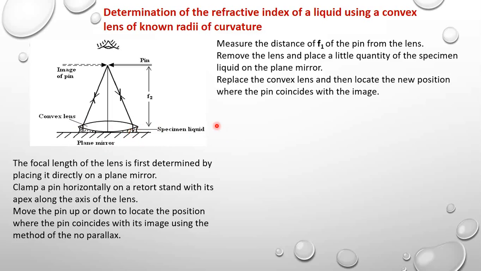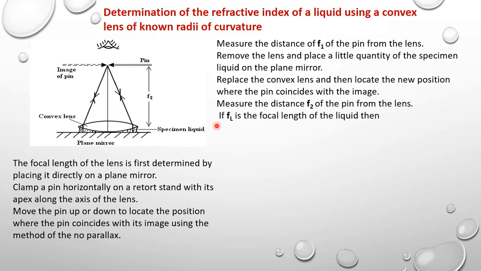So if we let FL be the focal length of the liquid lens, then we are going to get the focal length of the liquid lens using the formula 1 over F2 is equal to 1 over F plus 1 over FL. And then using that, we shall also get the refractive index of the liquid. So this is what we are going to be having.